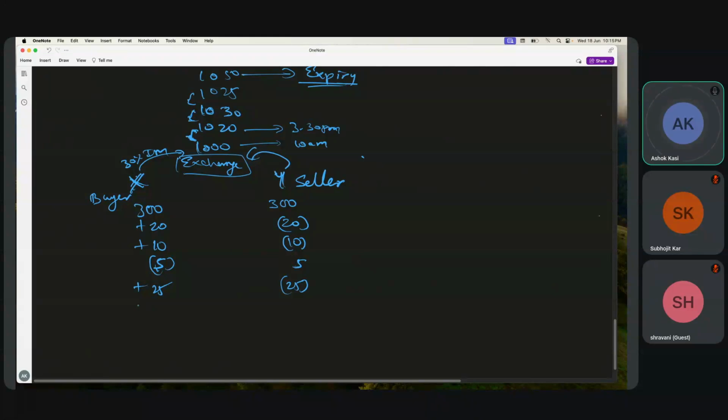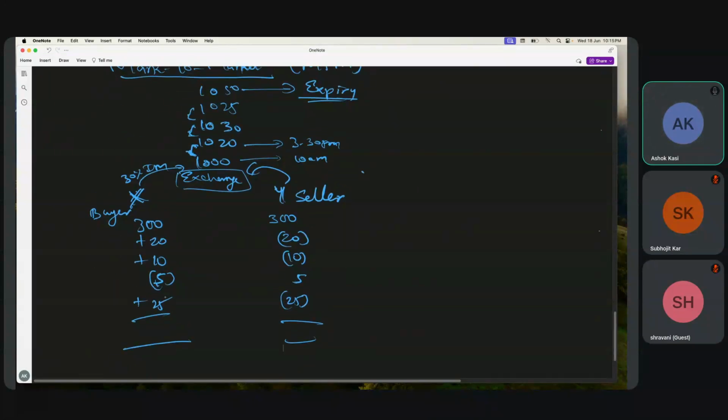Once it gets expired, then what will happen? Let's see. Just calculate all this. How much is it coming to? It's 250 for the seller. And the buyer, calculate. It's 350. So that means the seller has lost 50, and the buyer has gained 50.